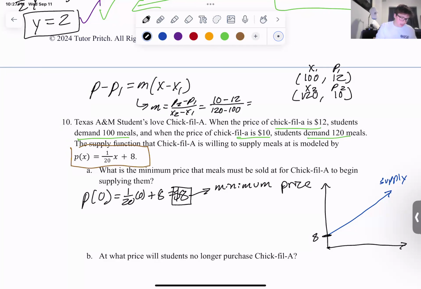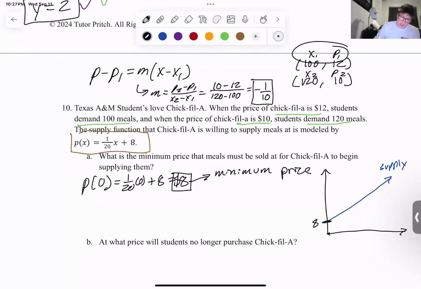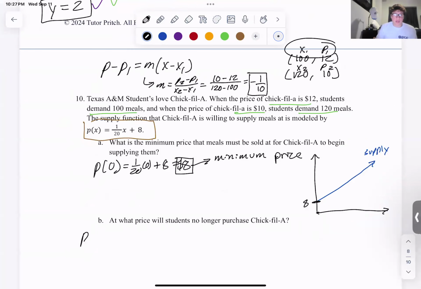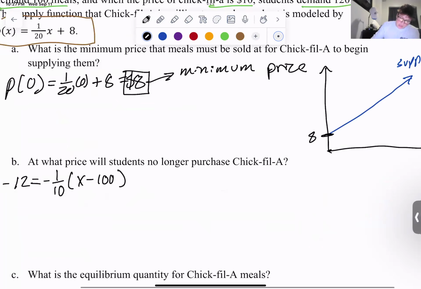Plug that into your calculator: 10 minus 12, 120 minus 100. That's going to be -1/10. So that's M, and you already have P1 and x1. So now all you've got to do is plug it in. I'm going to bring it down here to B. So P minus P1, which is 12, equals -1/10 times x minus x1, which is 100. And this is my demand function.